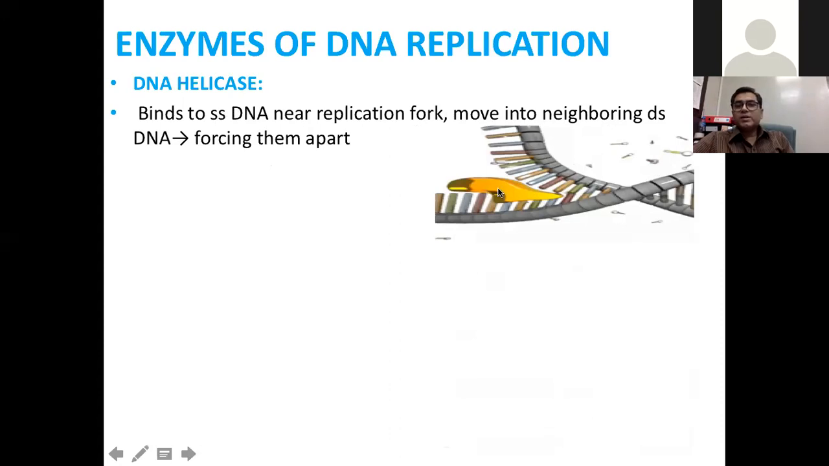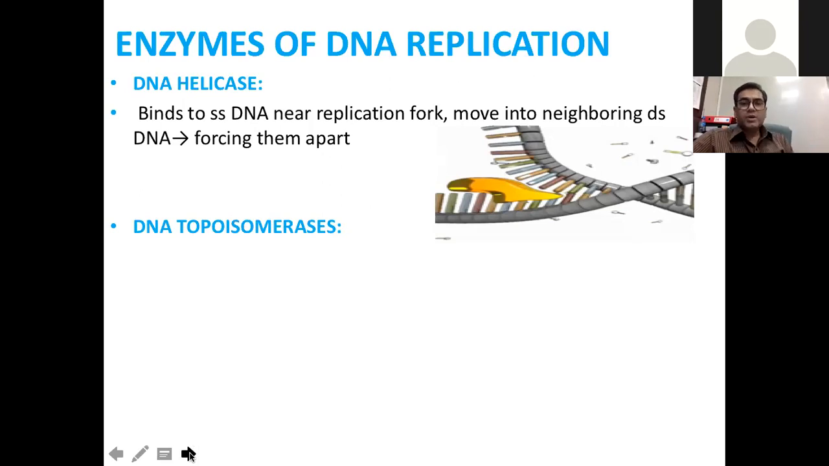This DNA helicase is separating both the strands. As you can see, it is removing the bonds between the nitrogenous bases, and the strands are opening up. So it's opening up with the action of DNA helicase. Now it's becoming no more helical.